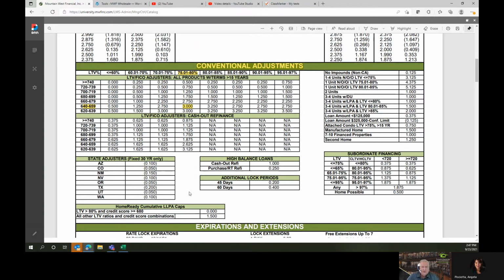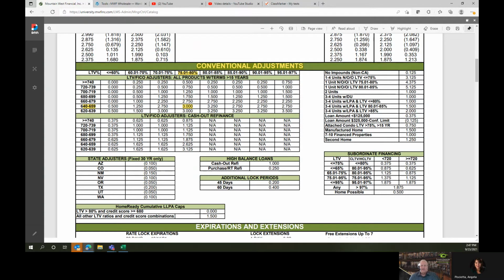And then what we're going to do is go over to the right, and it shows other adjustments. We're assuming that there's impounds on all of our loans for taxes and insurance, so that wouldn't apply. This is not a 1 to 4 unit non-owner occupied. That would not apply. It's not a 2, 3, or 4 unit non-owner occupied. So none of those are going to apply. It's not 2 units. It's not any of those with the units.